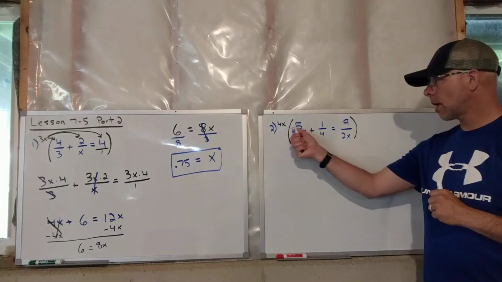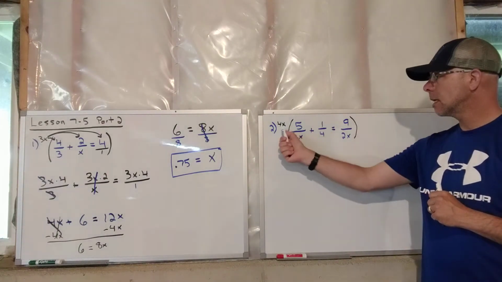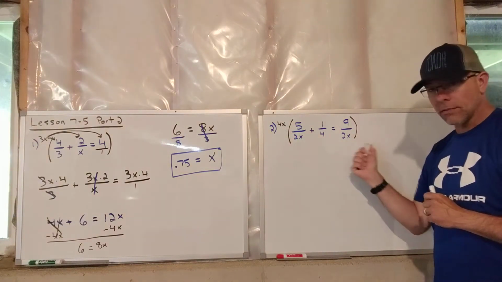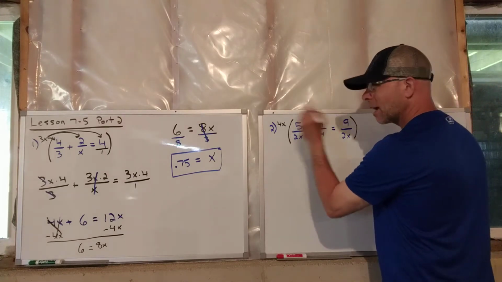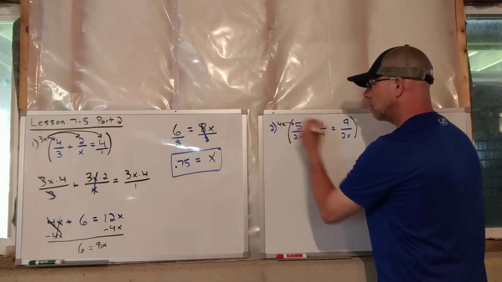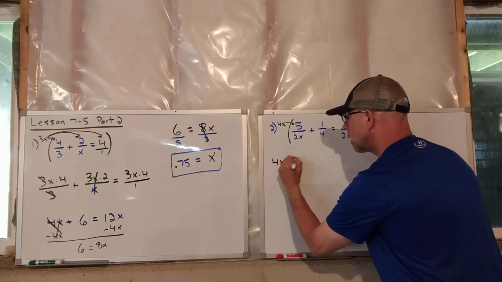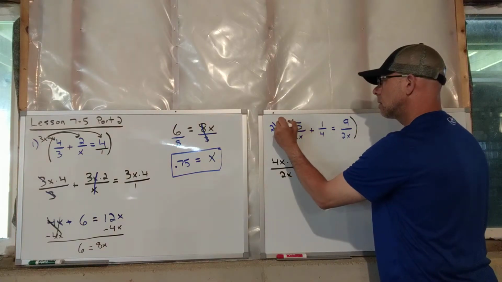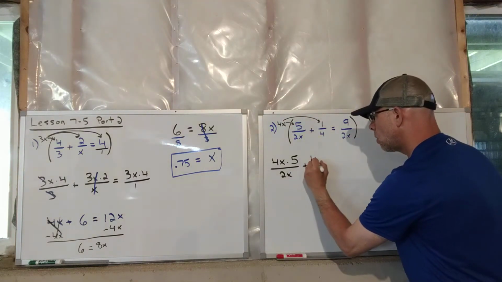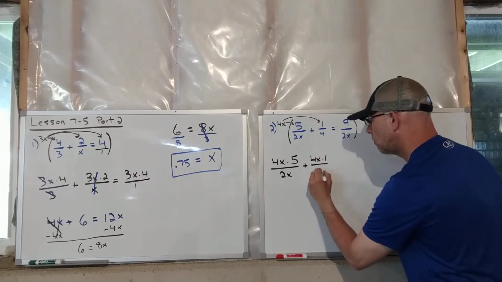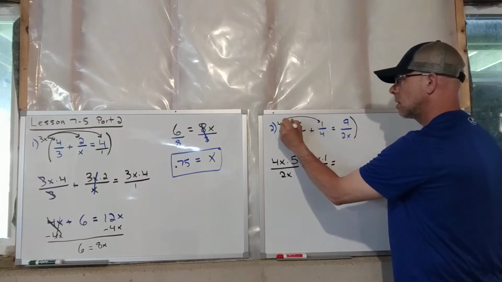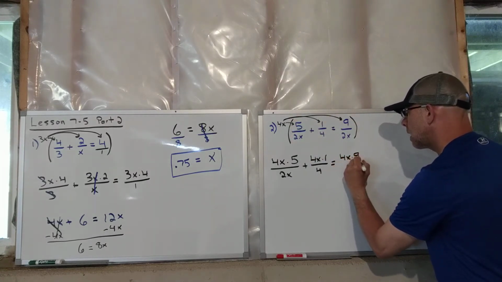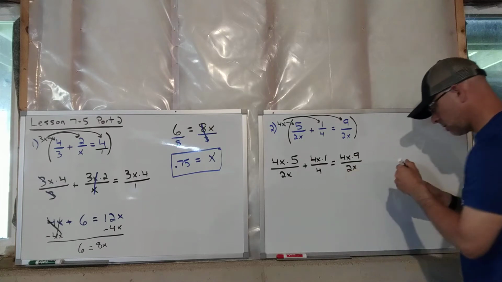Remembering that the 4x multiplies to the numerators only, it's technically 4x over 1, so 1 times all of these stays all of these. Okay, here we go. Not going to multiply yet though, so we're going to say that is 4x times 5 over 2x plus, it's going to be 4x times 1 over 4 equals, all the way to there, 4x times 9 over 2x.